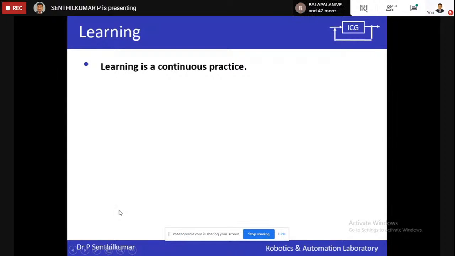Students have to learn knowledge. That's why it is called learning. Learning is a continuous practice. So students, please observe this, it is very, very important: learning is not a work.